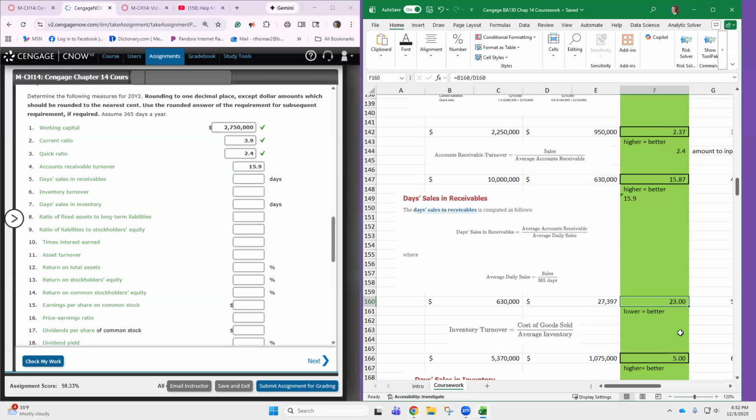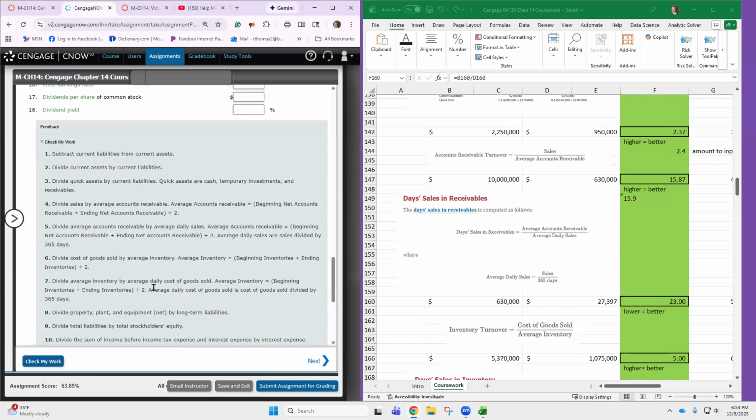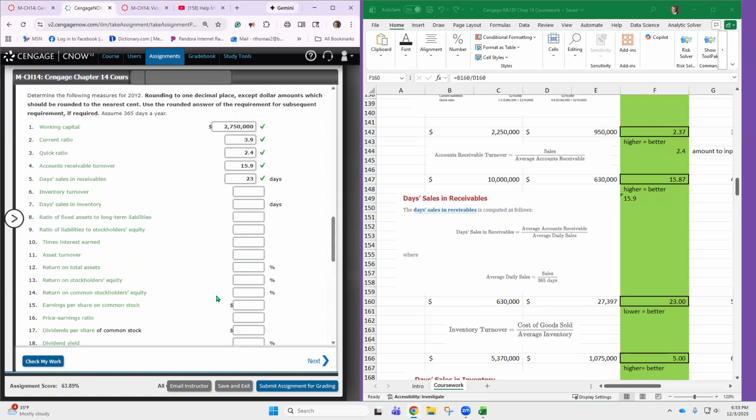And I said that it should be about 23 days. Does everybody see that? And we just found that by taking 365 divided by the number of times we turned it over. And I didn't understand it very well back then either. So it's okay. So I'm going to put 23 days. And I'm going to check it because I think they want whole days. They don't want half a day or 0.2 of a day.